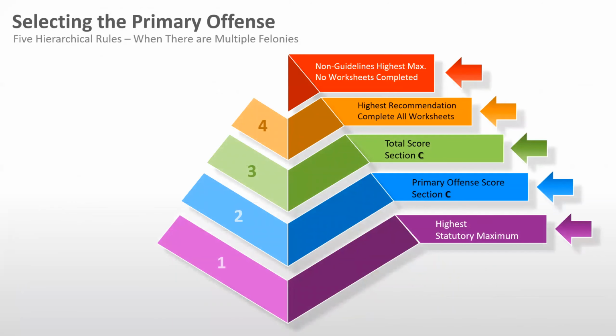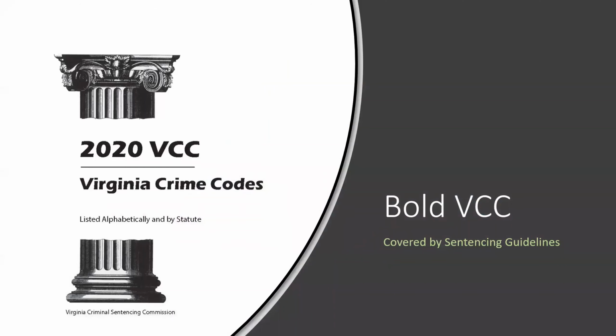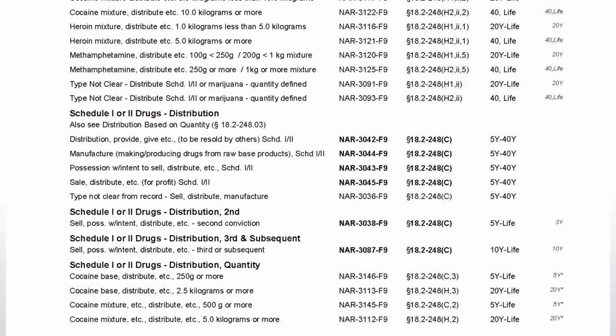Now let's look at rule number 5. Rule number 5 really goes back to rule number 1. You're looking at the VCCs in your VCC book. And when you look at your VCC, in this example, we have distribute Schedule 1 or 2 drug has a 40-year max. And the other offense is sell cocaine base, 250 grams or more. You'll see that the sell cocaine base is not bolded. It has the highest statutory maximum. So in this example, no worksheets would be completed.